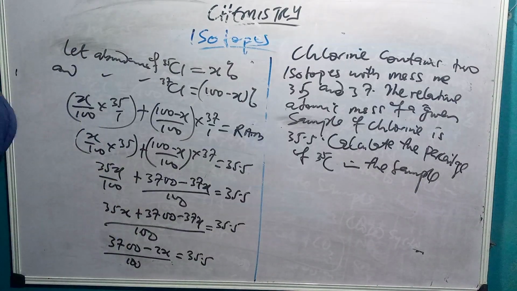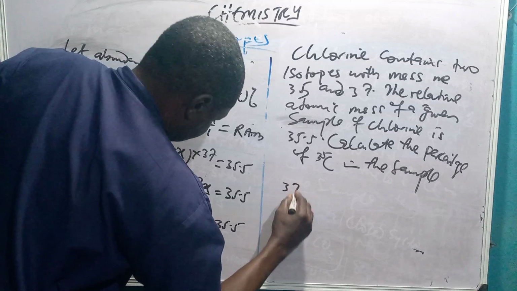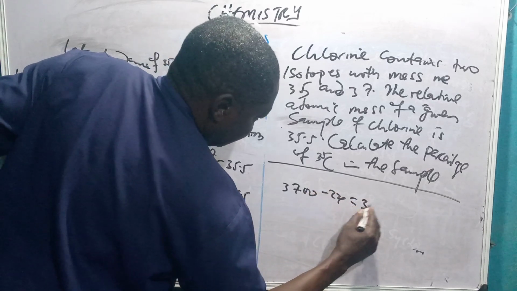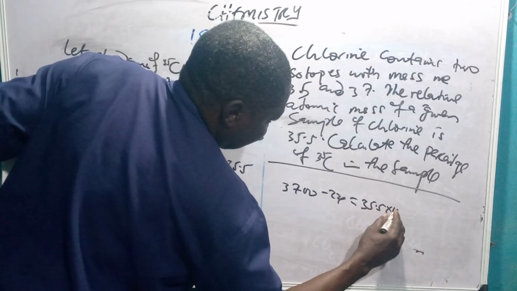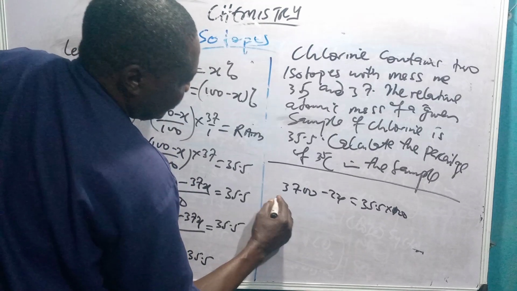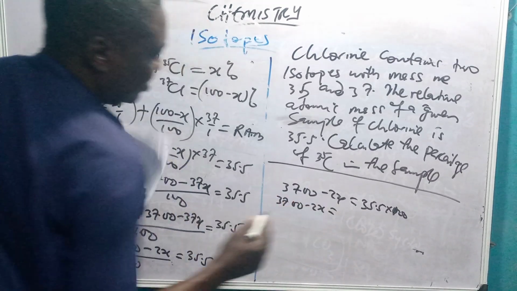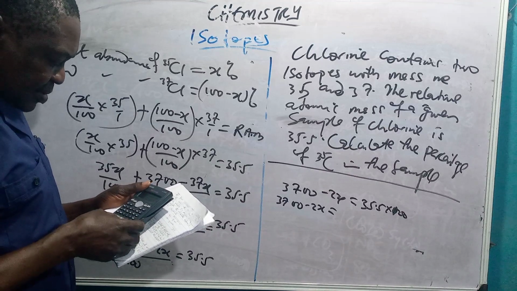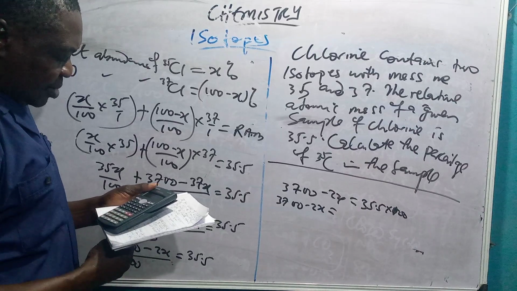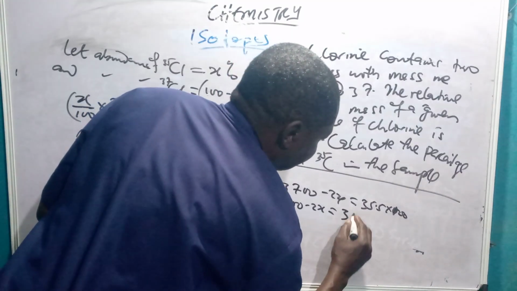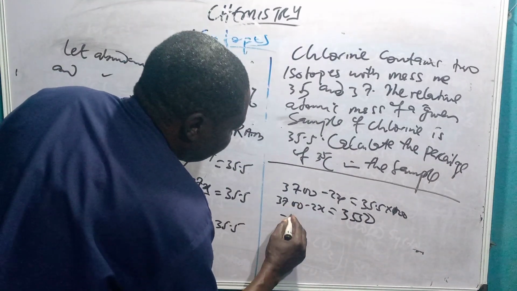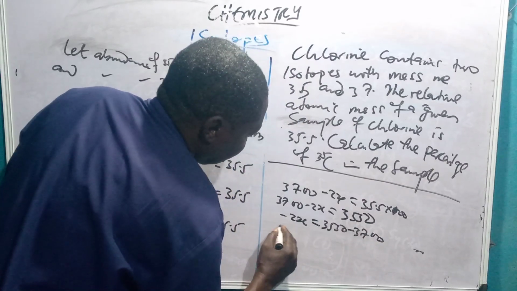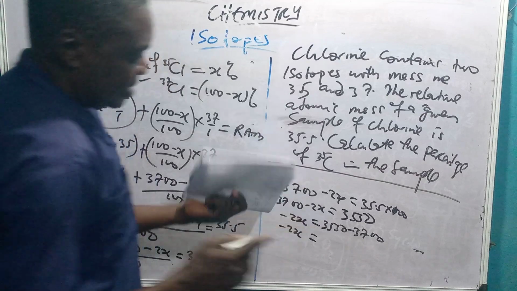Okay, let me use this side. And I have 3700 minus 2X equals 35.5 times 100. You have 3700 minus 2X equals, let's be very accurate, 35.5 times 100, to give you 3550. That's what you have. Then collect like terms: minus 2X equals 3550 minus 3700. See the way we are taking it step by step. Don't lose your marks, follow it step by step.